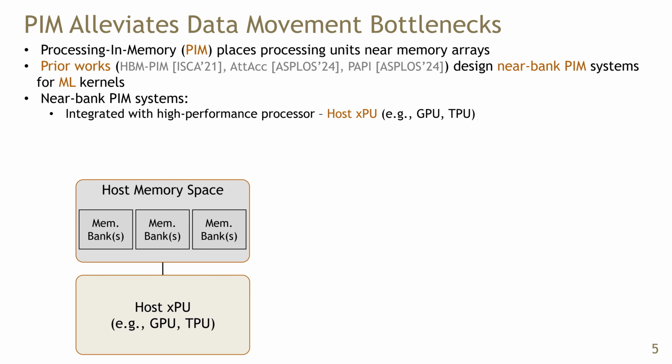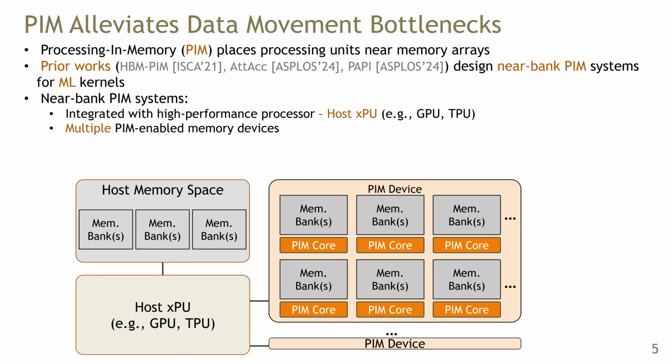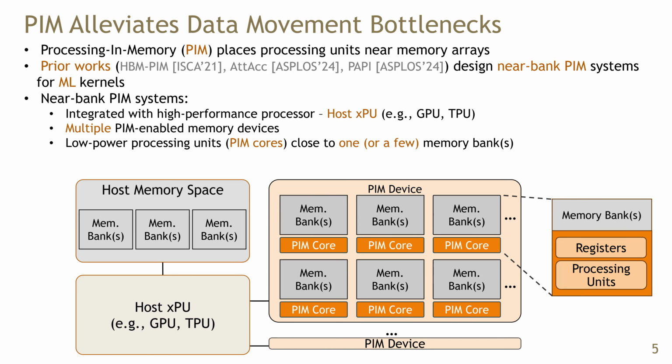One is the high-performance processor, the host XPU, like a GPU or TPU, and the host memory space. The other part includes multiple PIM-enabled memory devices. Each device contains many low-power processing units, PIM cores, close to one or a few memory banks. Such a design provides immense aggregate memory bandwidth and high-level execution parallelism.